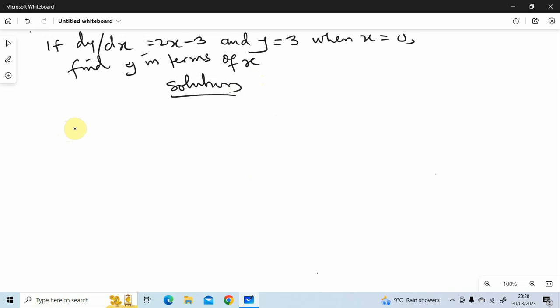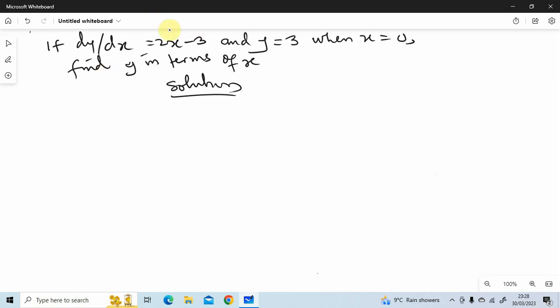Hi guys, still on integration. I'll be looking at this question. The question says, if dy over dx is equal to 2x minus 3 and y is equal to 3 when x is equal to 0, find y in terms of x.